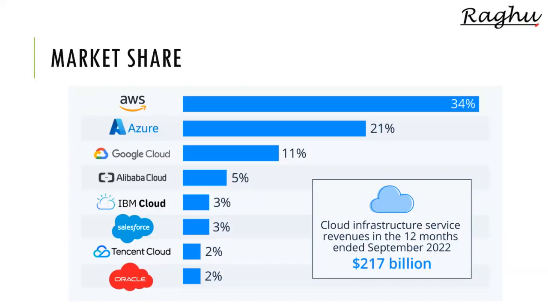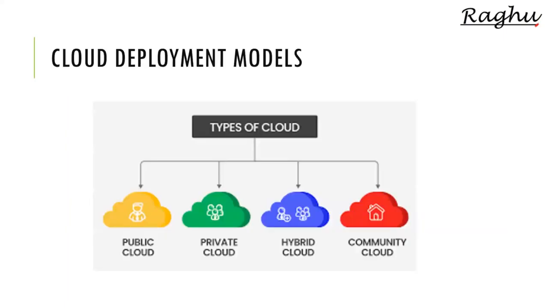Especially AWS. Now I want to deploy my application. Understand the terminology deploy. Deploy means we have to take our application, place it in the server, and start the server. That is called deployment. That means I want to run my application. We can deploy the application in four combinations: public cloud, private cloud, hybrid cloud, and community cloud.